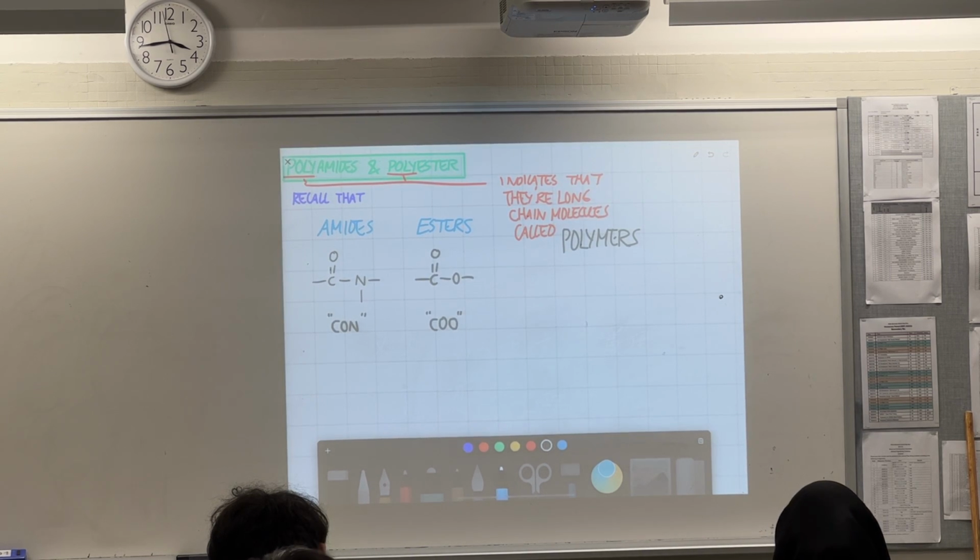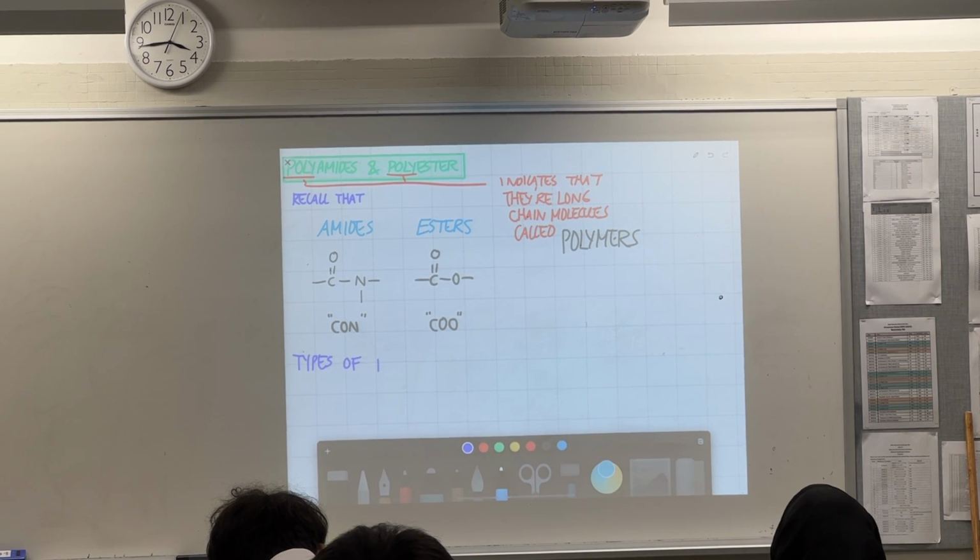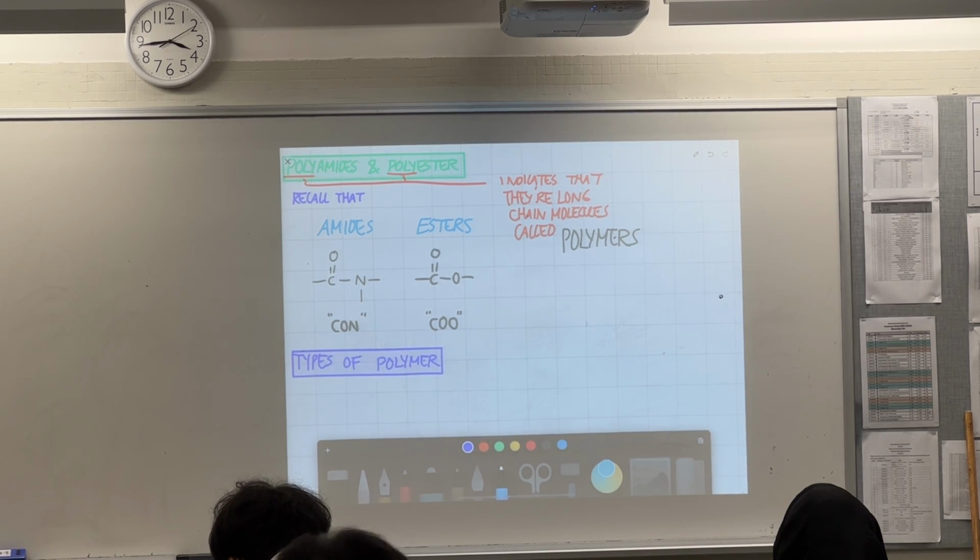Below, let me do a very quick summary on the types of polymer you have learned thus far in DSE. Types of polymer: we have what we call the addition polymer. Can you tell me what are the characteristics of the monomers that make up addition polymer? What do the monomers have in common?